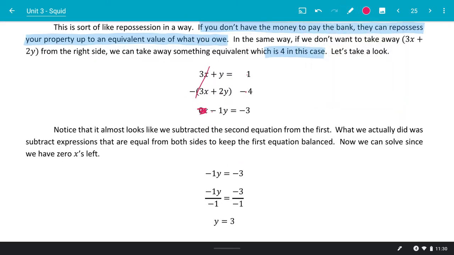Notice it almost looks like we subtracted the second equation from the first. What we actually did was subtract expressions that are equal from both sides to keep the first equation balanced. Now we can solve, since we have 0x's left. Divide by a negative 1, divide by a negative 1, so y equals 3.